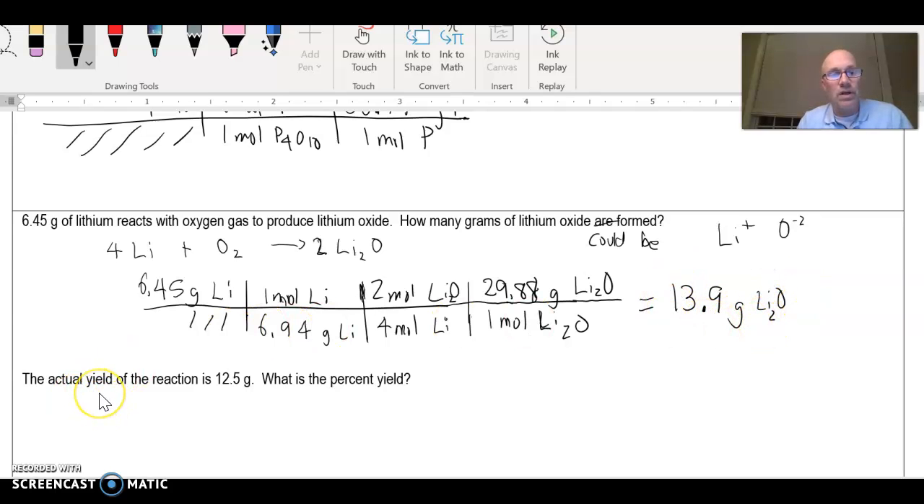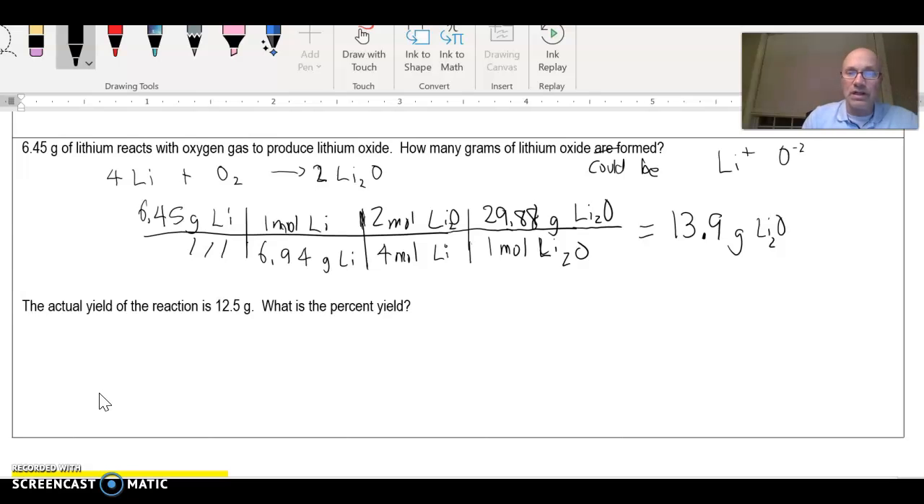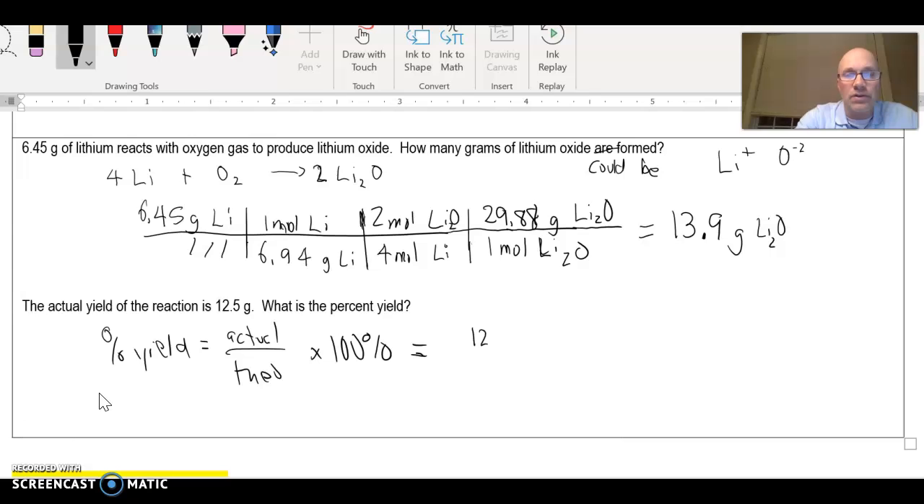What this is saying is that the actual yield is 12.5, and remember that the percent yield is the actual over the theoretical, and you're going to multiply that times 100%. So the actual yield is 12.5 grams. The theoretical yield, and remember what theoretical yield is, is the maximum amount that you could make from the reaction, which is based on how much of the starting materials you have.